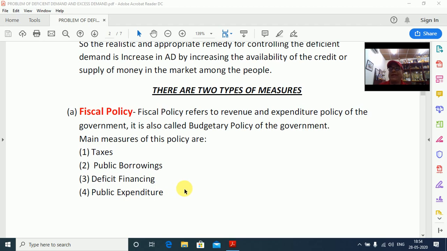And how is the government going to spend? In the form of public expenditure. What public expenditure? It is expenditure on public welfare. It is expenditure on public works, construction of roads, bridges and dams. It is expenditure on subsidies. It is expenditure on defense. So this is how fiscal policy works. Now, these are the four components of fiscal policy we have taken broadly: taxes, public borrowing, deficit financing, public expenditure. Now, one by one, we will see how tax can correct excess and deficient demand, how public borrowing, how deficit financing, how public expenditure.